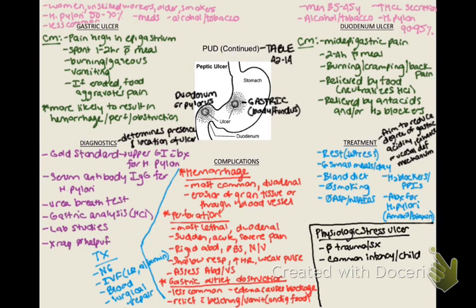They're common in infancy and childhood. You can prevent these with your H2Rs and your PPIs prophylactically, which means before they happen. So there's your H2s and your PPIs.